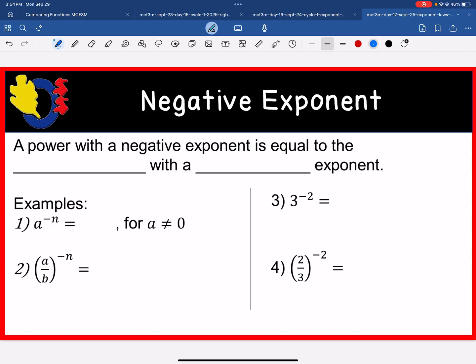All right, let's look at a few examples here. So negative exponents. A power with a negative exponent is equal to the inverse, so if we flipped it, with a positive exponent. We can think of the first example as a over 1. So we can rewrite this as 1 over a with a positive exponent.